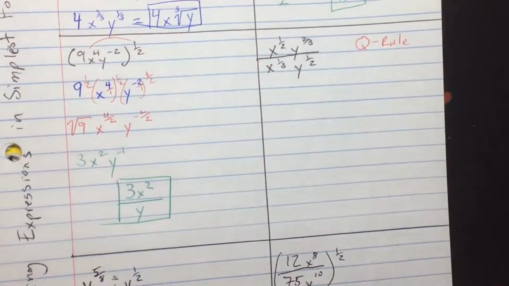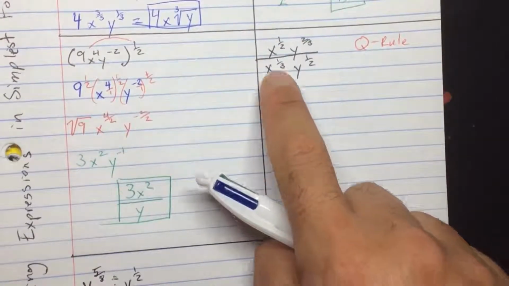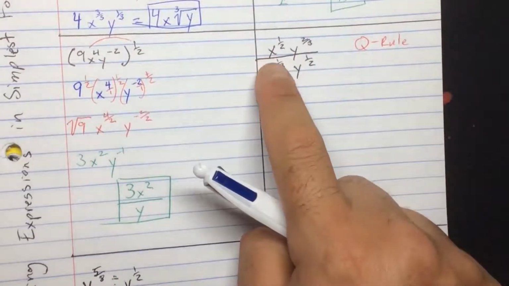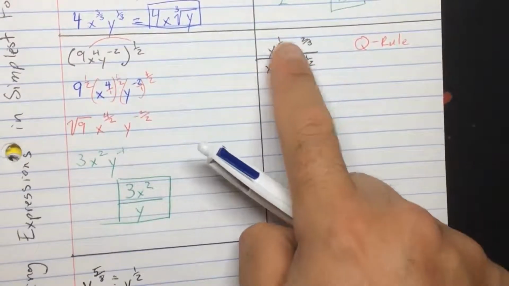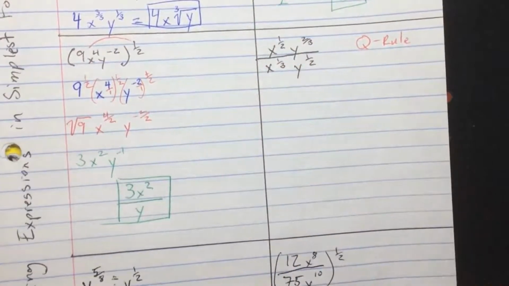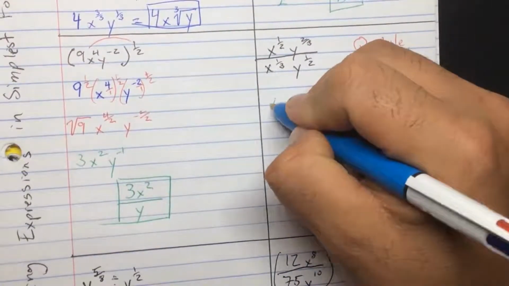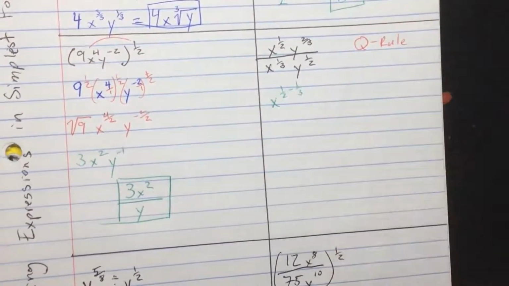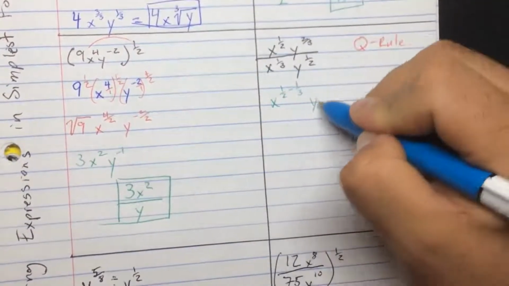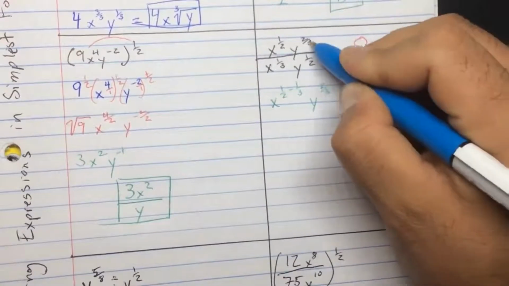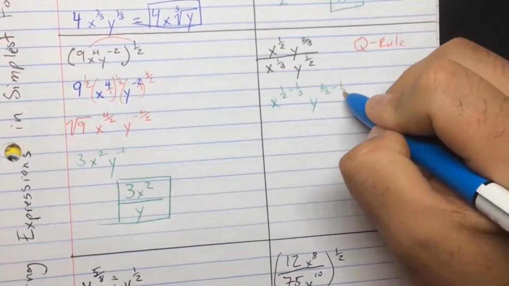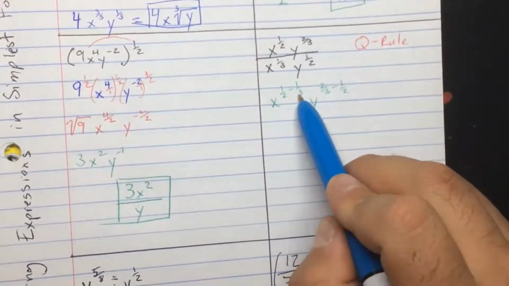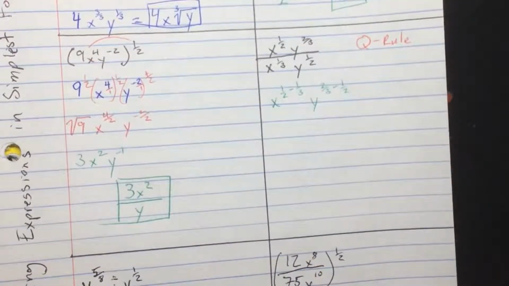All right, so we're going to use our quotient rule, which means that if we have a variable in the numerator as well as the denominator, we can subtract the powers. So the first one we're going to have is our x. We're going to start it in green. So we have our x to the 1/2, and we're going to subtract our 1/3. Then we have our y's, which is going to be our 2/3 in the numerator subtracted by the 1/2 that's in the denominator.